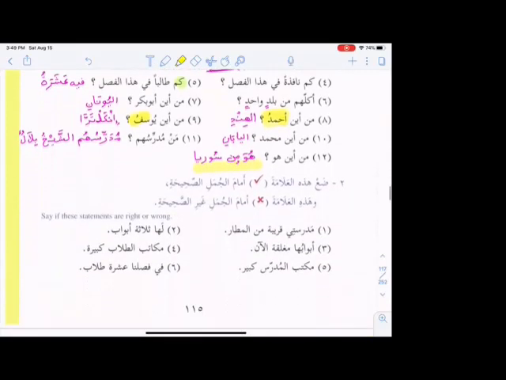Now these sentences, some of them are right, some of them are wrong. So you will have to see. Madrasati karibatun min al-masjidi. So this is wrong. Lahu salasatu. This is wrong. Arba'atu abwabin. This is also wrong. This is also wrong, brothers and sisters.